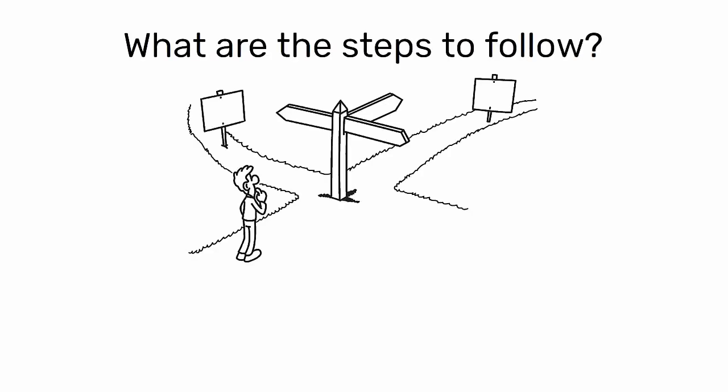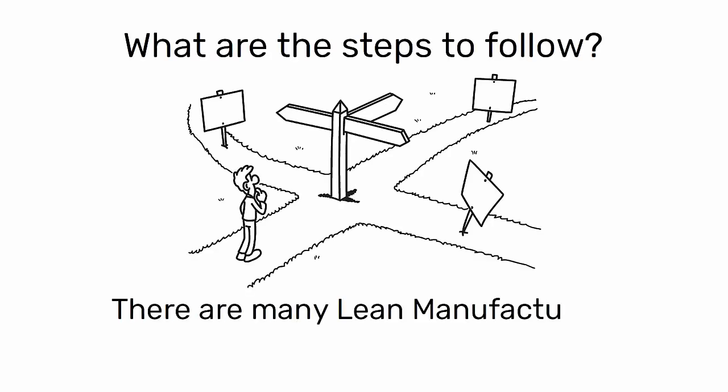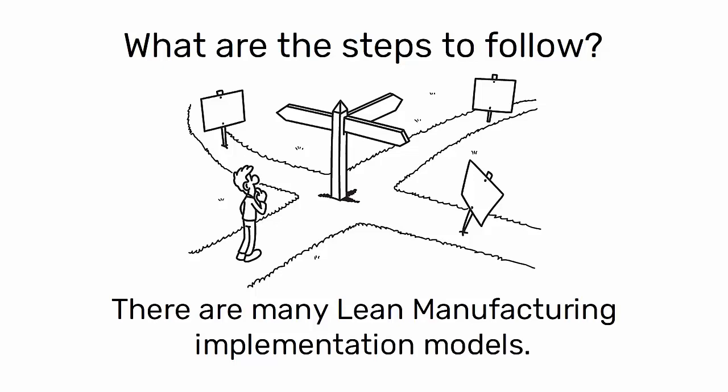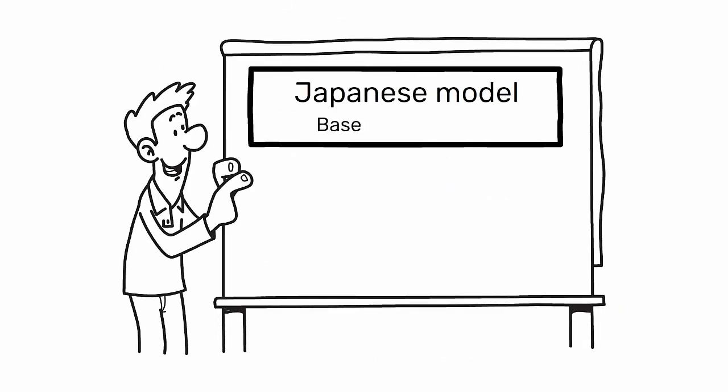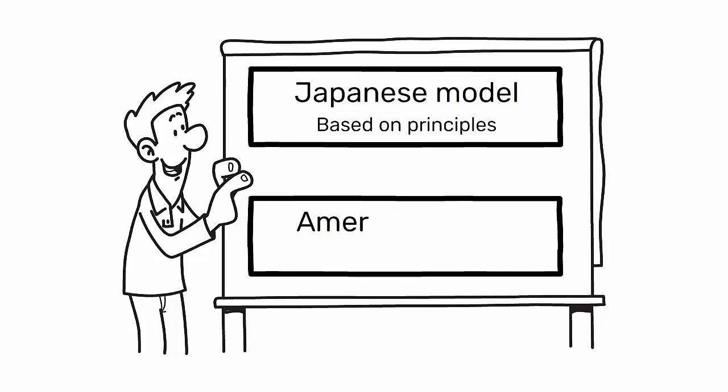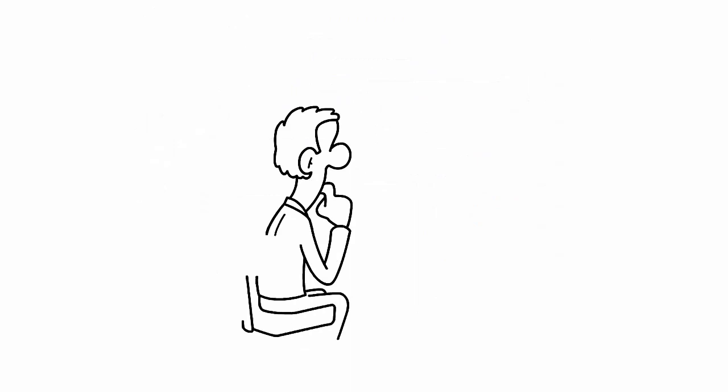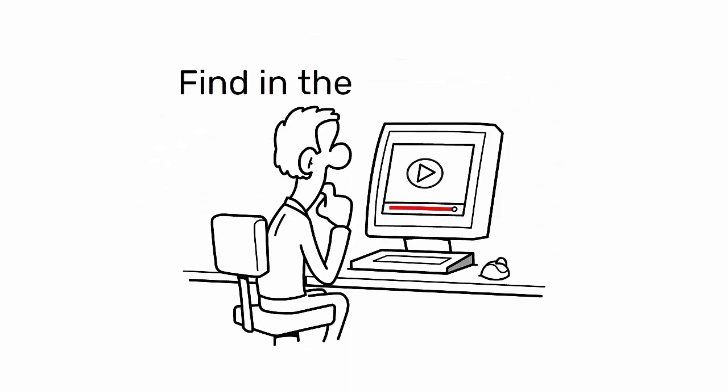What are the steps to follow? There are many lean manufacturing implementation models. Basically, you should consider whether to follow the Japanese model, more based on principles, or the American model, which is more focused on tools. On this topic, I made a specific video that you can find in the description.